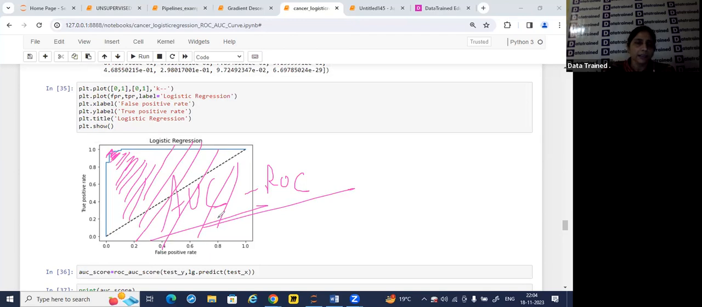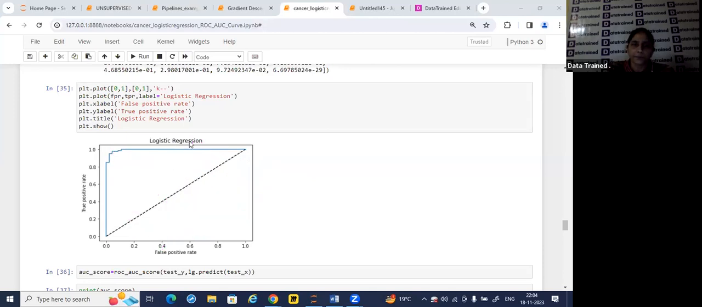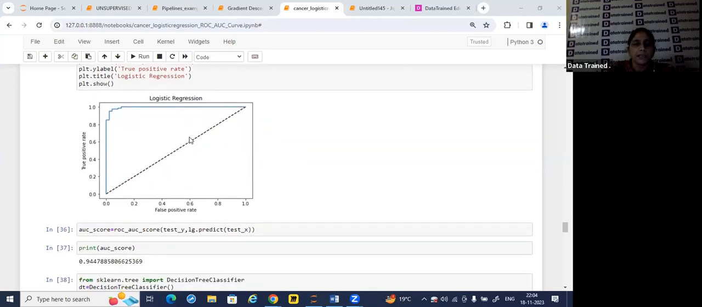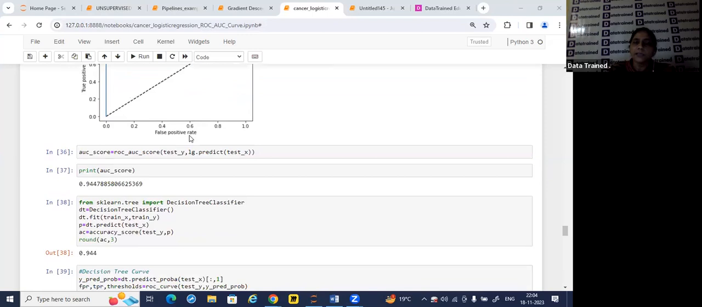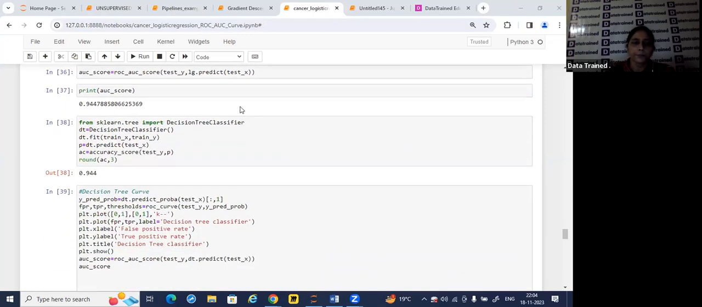So what it is saying, with logistic regression there is 94% accuracy. Okay, now the same data, so this is okay. Now what I did, I took the decision tree classifier. This is the next classifier I took. So with the next classifier, I created the instance, because we can use a decision tree classifier here.